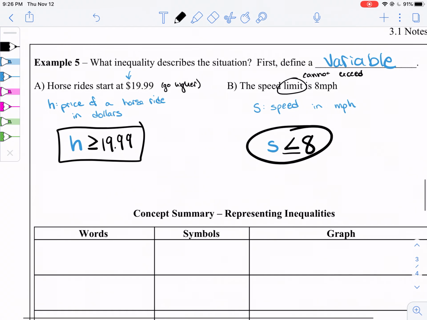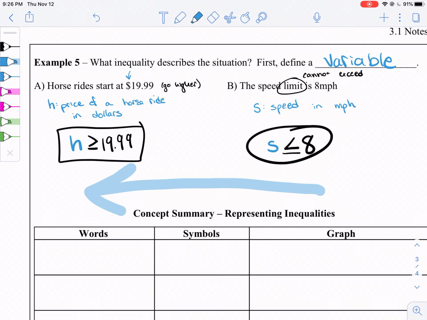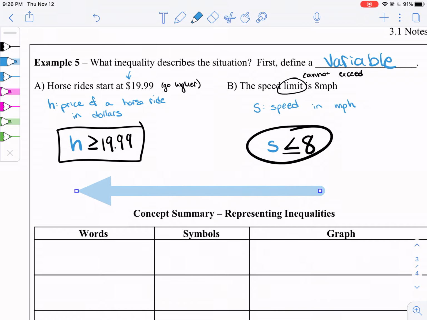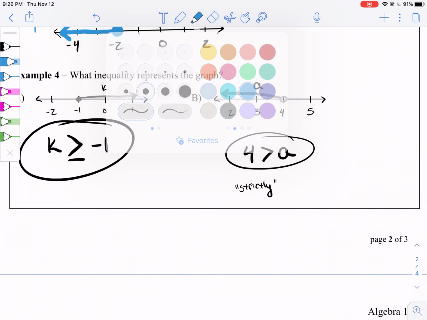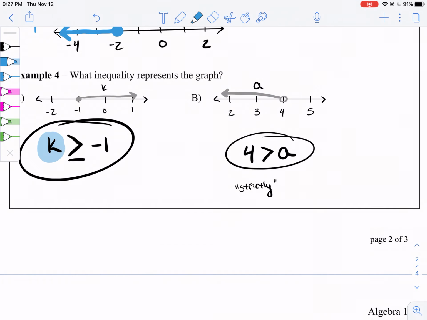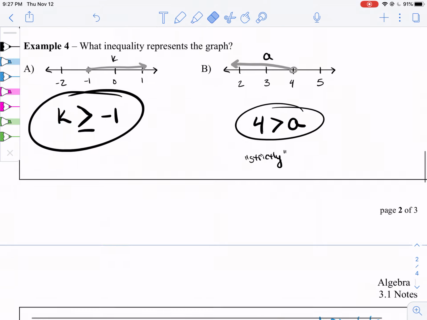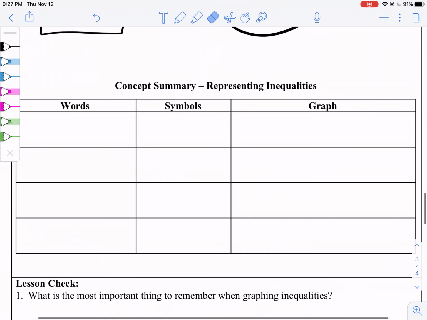Notice in example 5 that the variable was always to the left of the relation. It was always to the left of the greater than or less than symbol. That's not a requirement at all. Up here, the variable is on the left, but then it's on the right. It really does not matter, you guys. It's usually easier to read if it's on the left, but it does not matter at all.